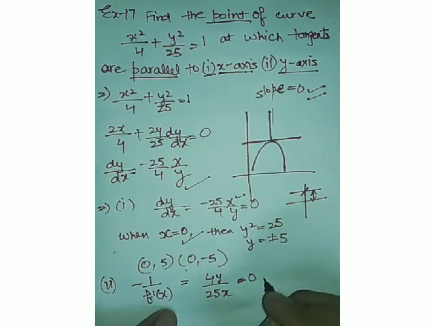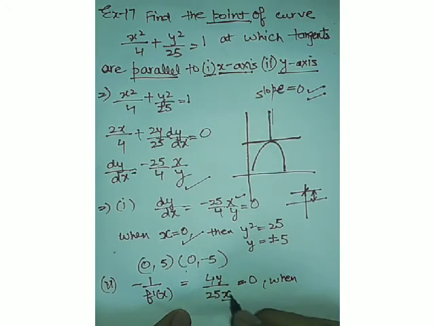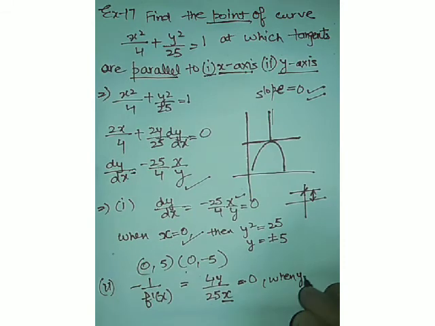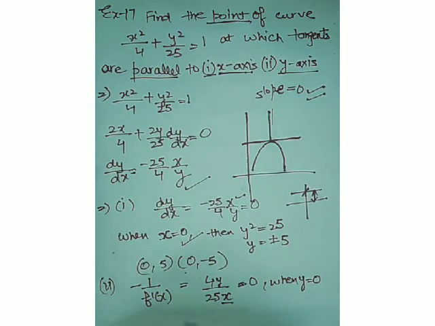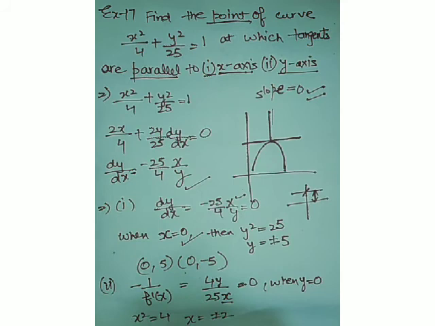Now it is only possible when y is equal to 0, because if x is equal to 0, then it will become infinity. So it's only possible when y is equal to 0. All right. So therefore at y equal to 0, we get x square equal to 4, or x is equal to plus minus 2. So the 2 points are 2 comma 0 and minus 2 comma 0.